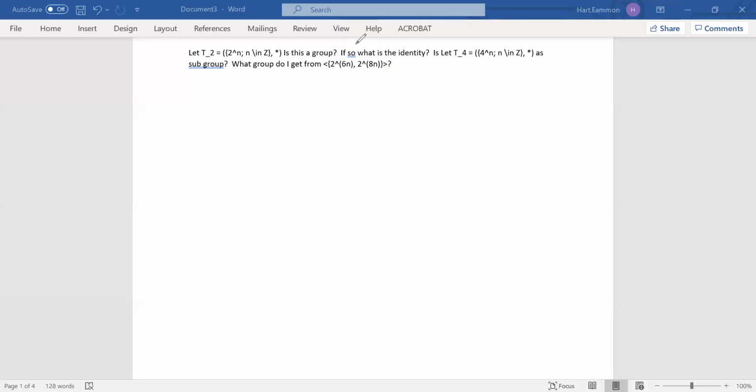So what is the identity? We answered that in the process of proving that this is a group. Now, T sub 4: someone list off some elements in T sub 4.